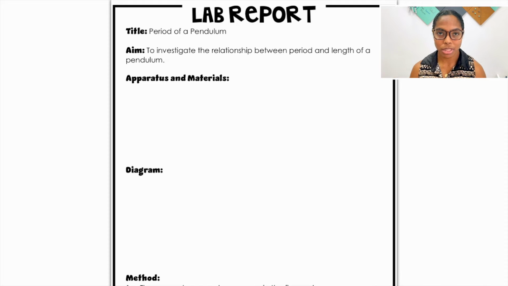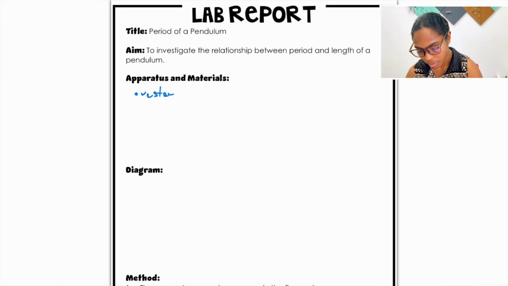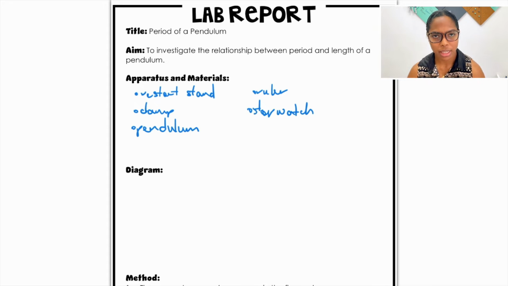Our apparatus and material. So now I'm going to list out everything that we used for that lab. I will have my retort stand, my clamp, my pendulum. What else did I use? I used a ruler to measure the length of the pendulum. I used a stopwatch to check the time for the pendulum, and I think that was it.